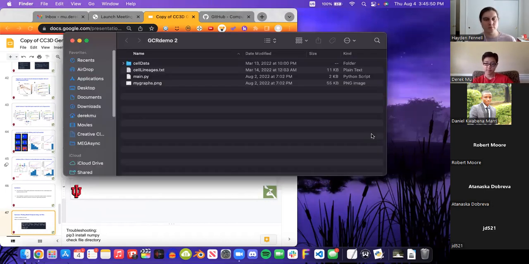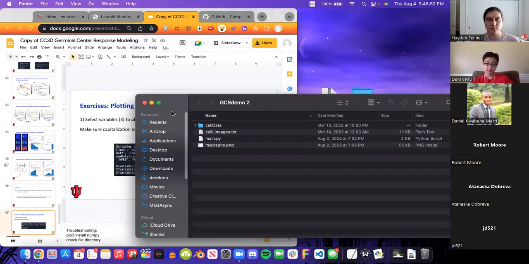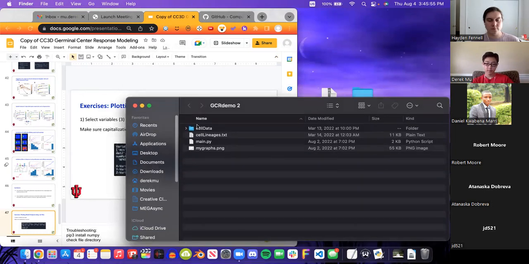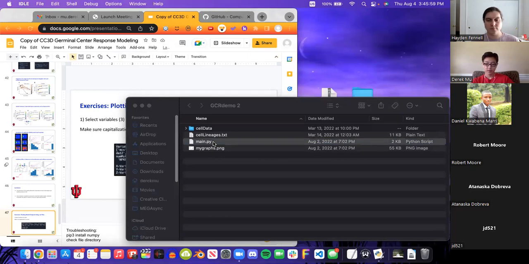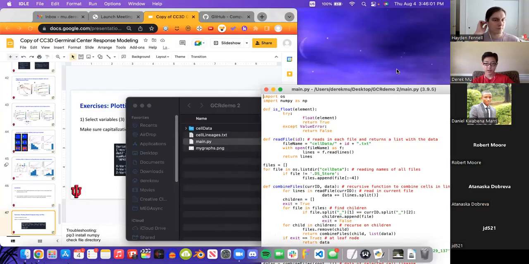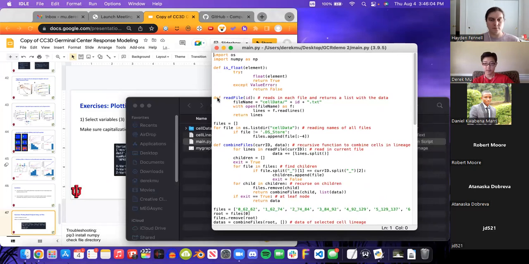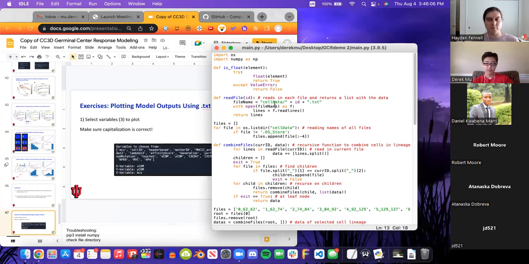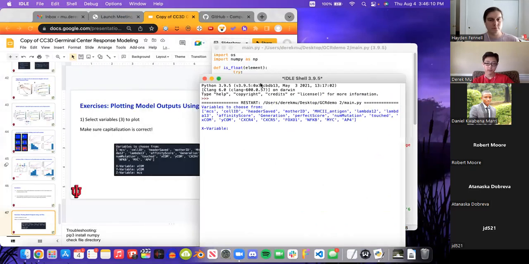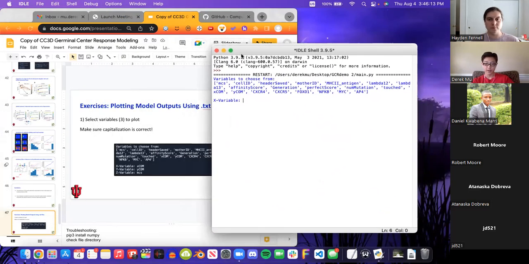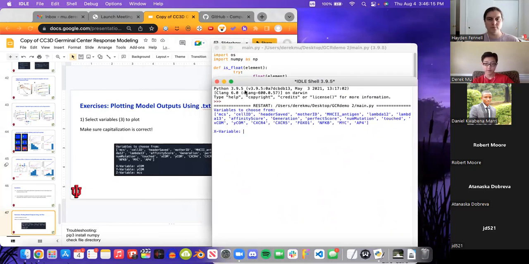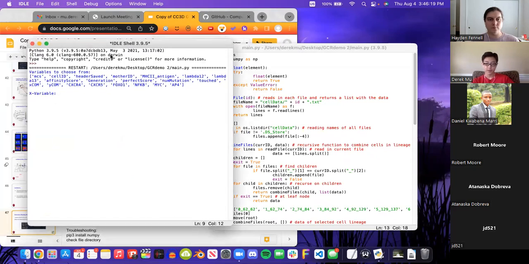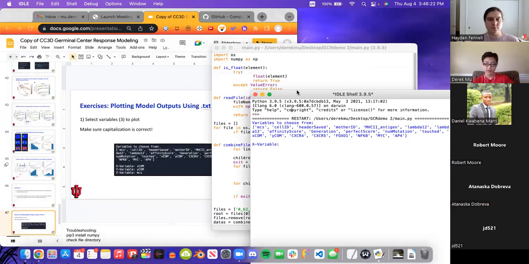So if I open the Python code here, can everyone see the Python code? Cool. If I run it, I should be prompted with a menu to choose the variables. And here I can just choose three variables, X, Y, and Z to plot.